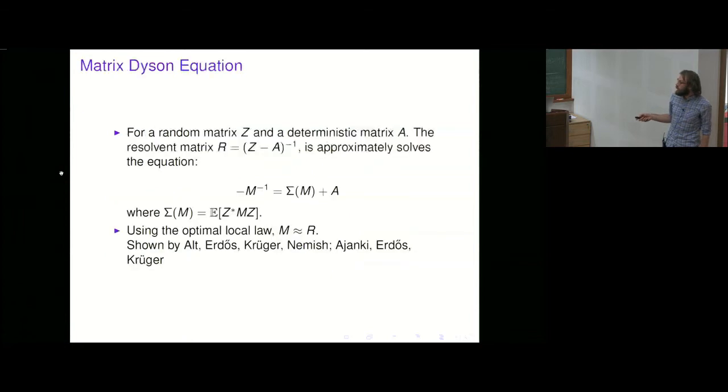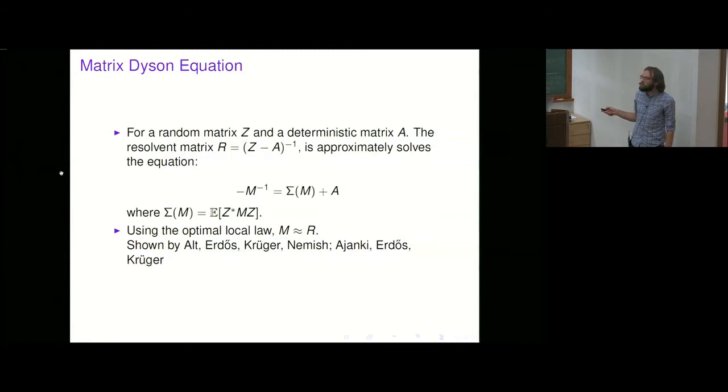That's the first tool. And the second tool we'll use is what's called the matrix Dyson equation. And this is useful in studying the resolvents of random matrices. So the setup is I take some random matrix Z. This can be a fairly general random matrix. What we're going to care about is that the entries have 0 mean. And then I can take some deterministic matrix, and this can also be a fairly general matrix. I'm going to want it to have positive imaginary part, but other than that, it can be fairly general.